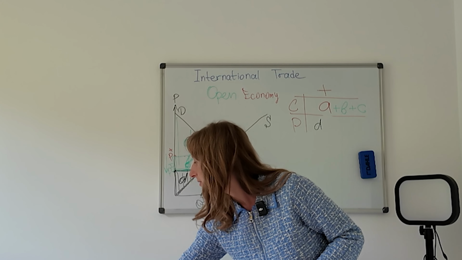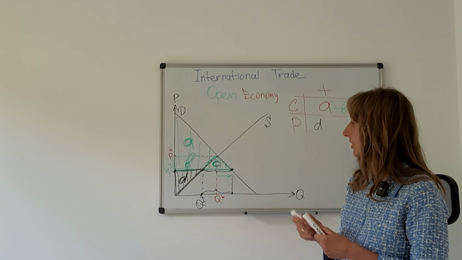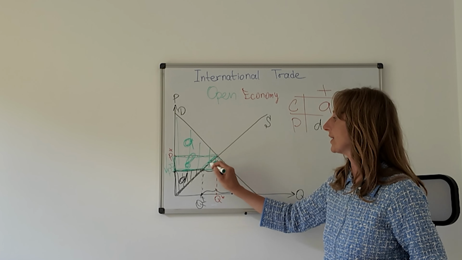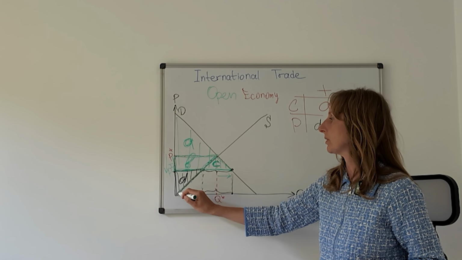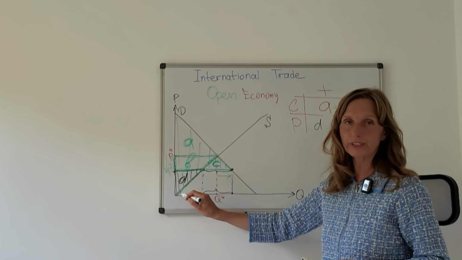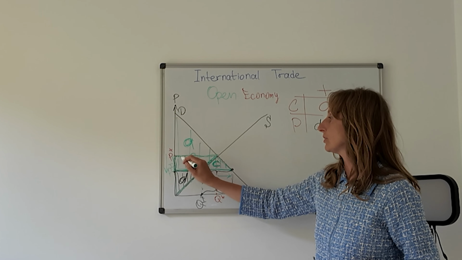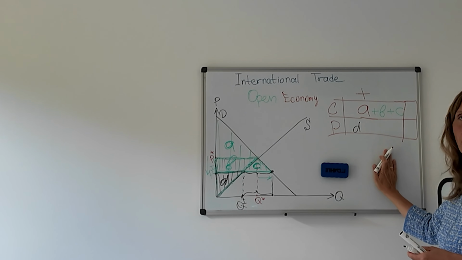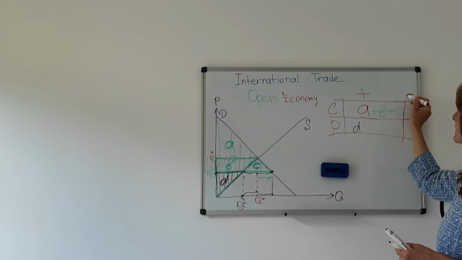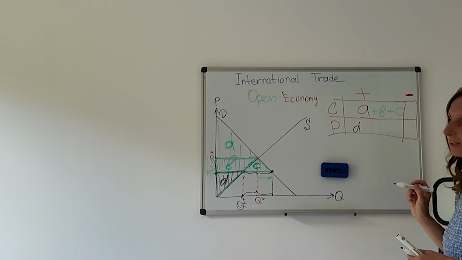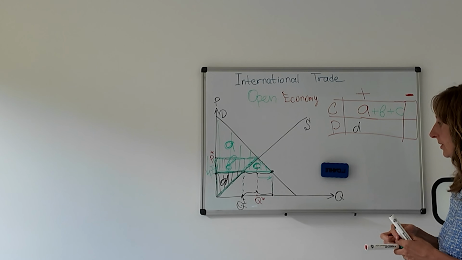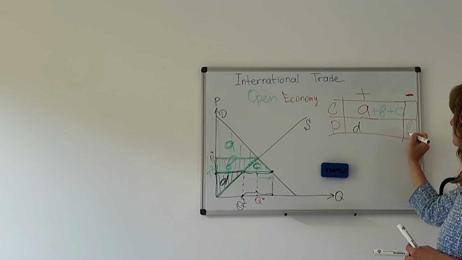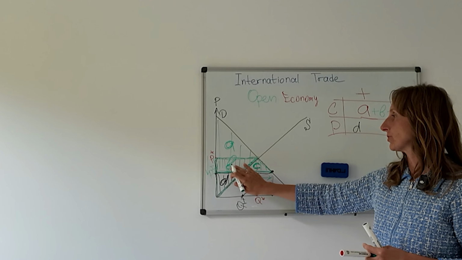They lost, or let's take a green one, they lost this B part, right? They had this big triangle before as a surplus, and now they have only this small D triangle. So the national producers lost this B triangle. Therefore, we have to put one more column and call it lost. And in this column, we put the trapezoid B as a loss for the national producers.